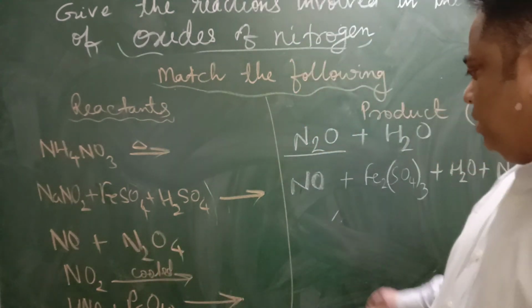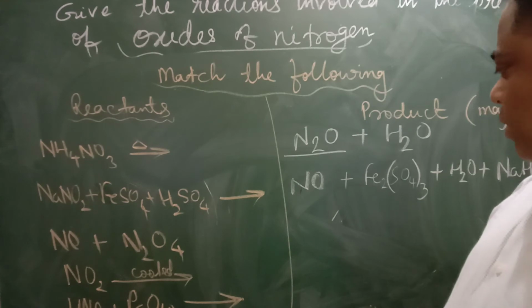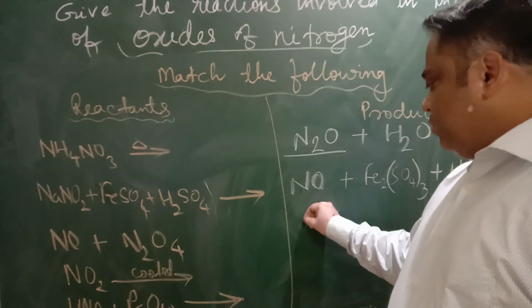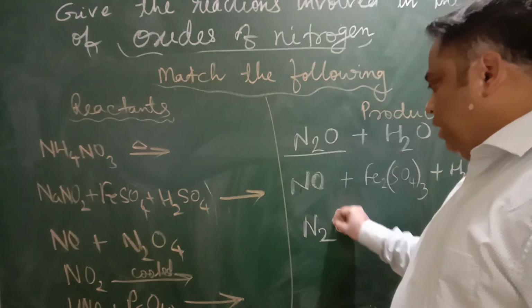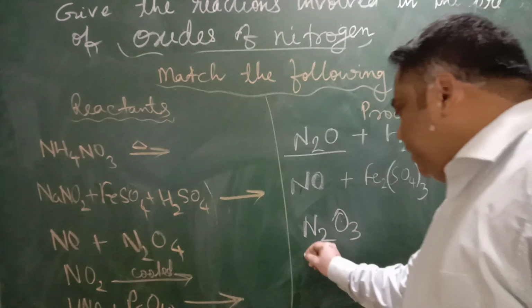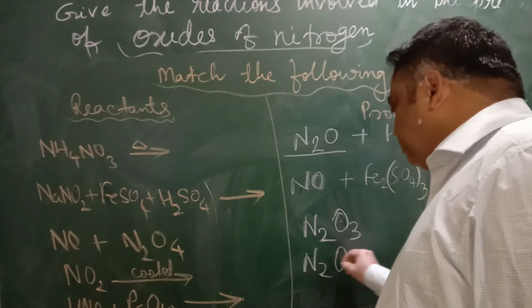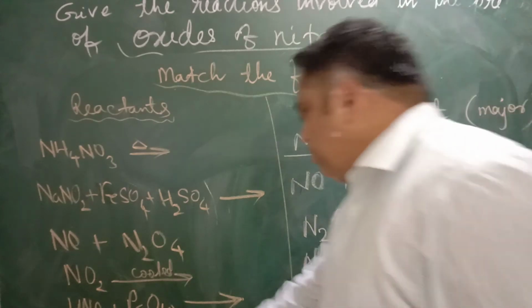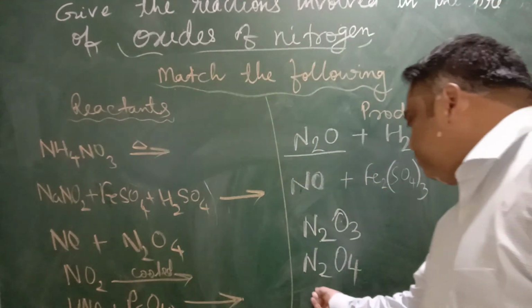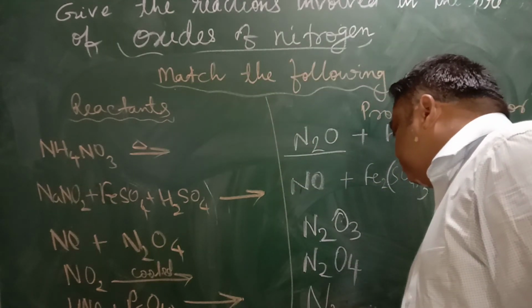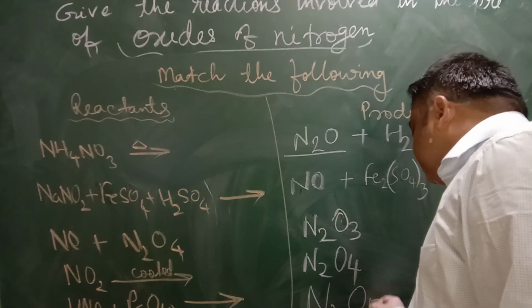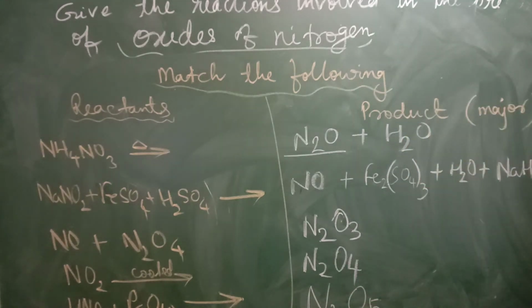This will become N2O3, twice of N2O3 means after balancing, so you can write simply N2O3. This will form N2O4 and this will form N2O5. This is one way, the third way of looking at the reactions to be remembered.